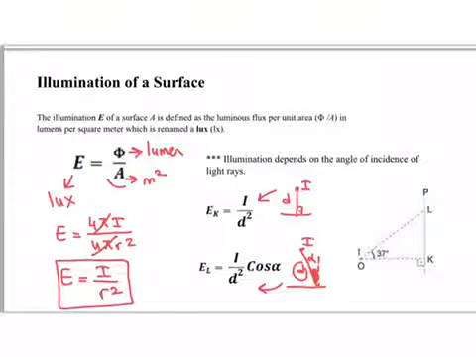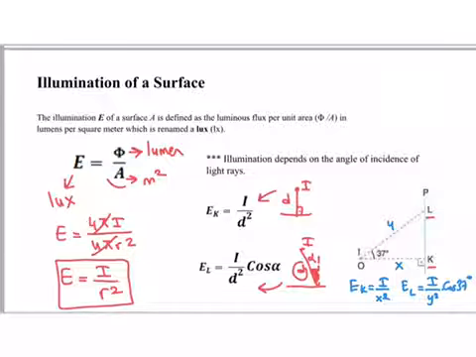Now let's find the illumination at the points K and L here. Let's say this distance is X and this is Y. So illumination at K is equal to I over X squared. The illumination at L is equal to I over Y squared times the cosine 37 degrees.